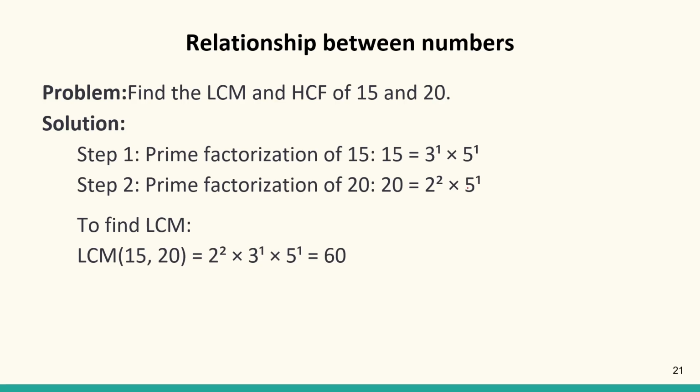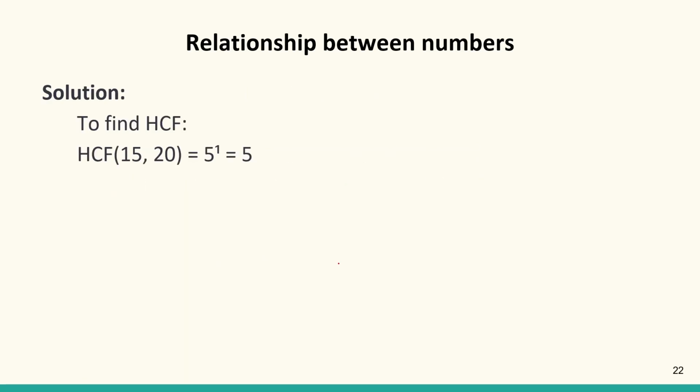Then, to find the LCM, we take the highest power of each prime between these two and multiply them. So the highest power of 3 between the two is 3 power 1, and the highest power of 5 between these two is 5 power 1. So we multiply 5 power 1 with 3 power 1, and the highest power of 2 is 2 power 2. So we multiply these things, and we get 60.